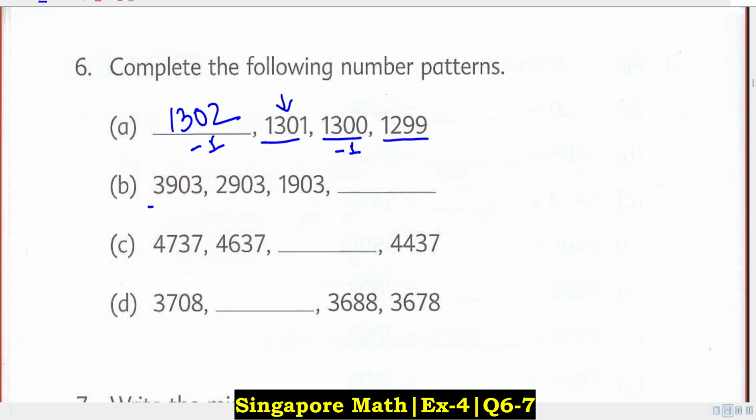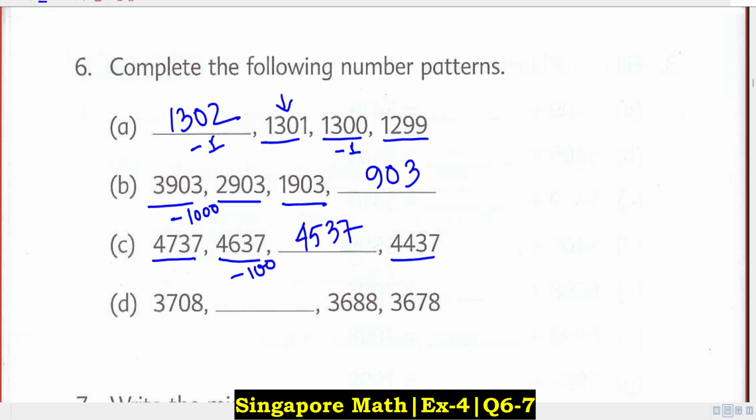Now look, here is 3903, 2903, 1903. So it should be 103 because here it is minus 1000. Next, 4737, 4637, and here is 4437. So here should be 4537. Here we subtract 100 from each term.